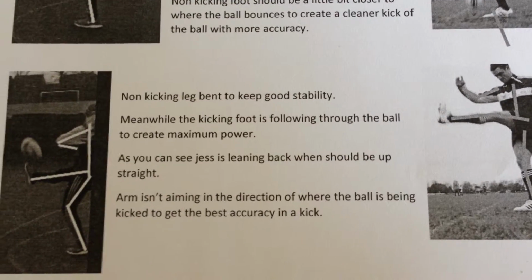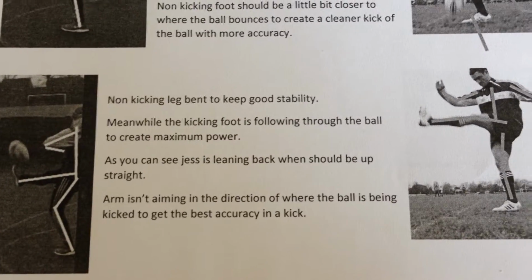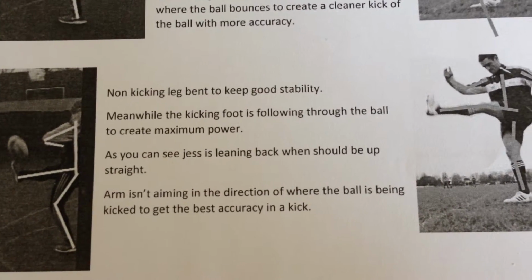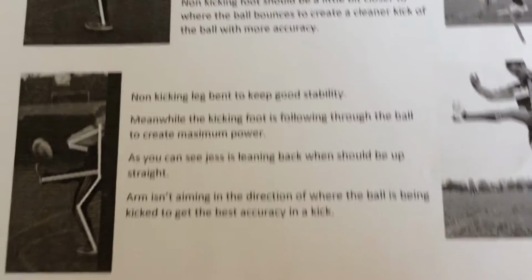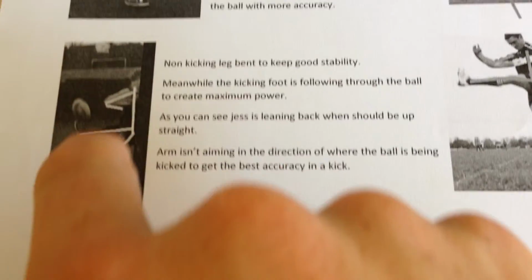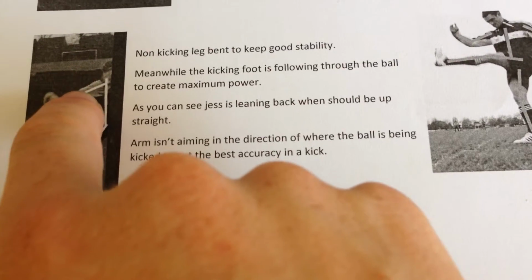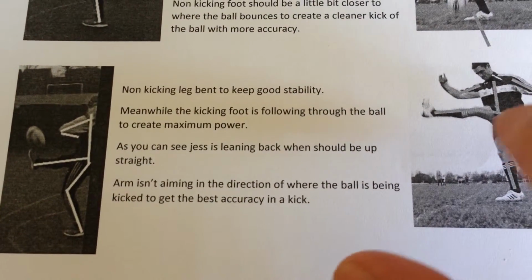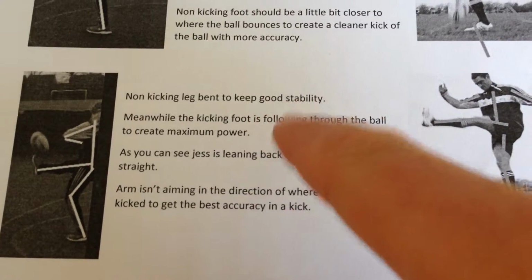As you can see, Jess is leaning back when she should be stood up a bit straighter. Also her arm is aiming in the direction where the ball is being kicked. As you can see in this one, the arm is not straight, it's bent, whereas it should be either straight behind or aiming right in front.